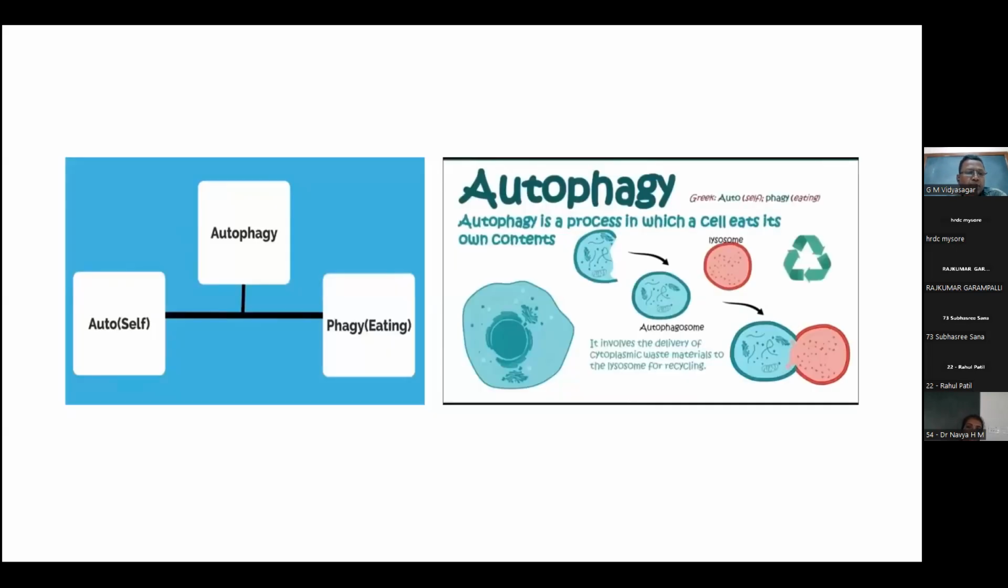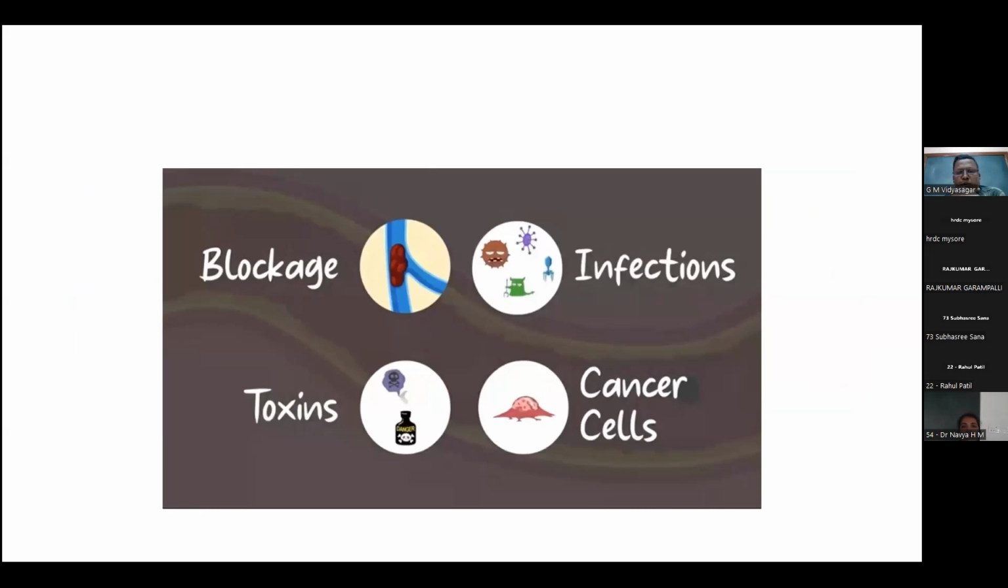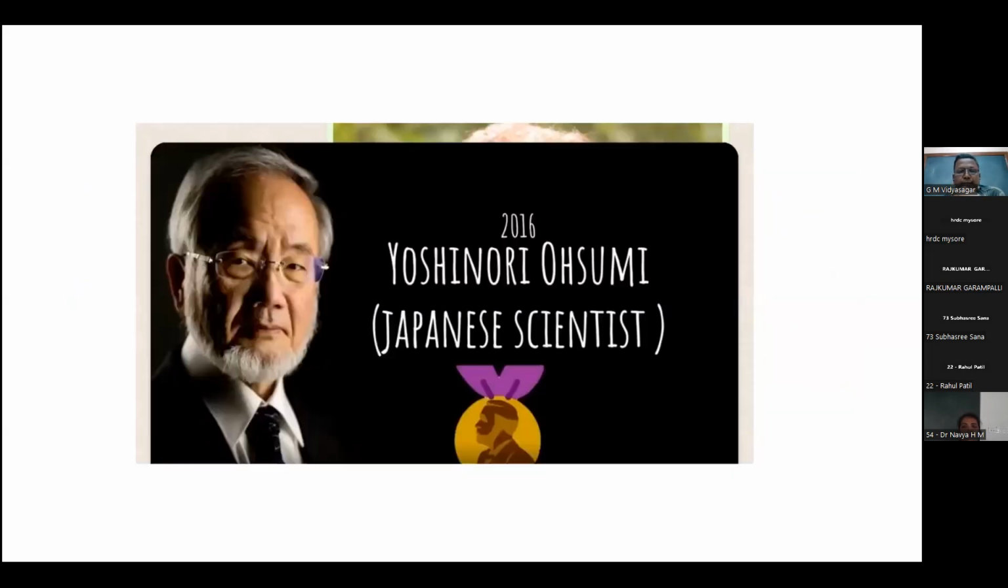Autophagy, self-killing or self-eating, as we call it. He identified the process in which a cell eats its own content and uses it as food or nutrients, and for this mechanism he got the Nobel Prize. So all blockages, infections, toxins, cancer cells, different types of cells get destroyed in the body, and the content of those cells is used as nutrients for the healthy cells.